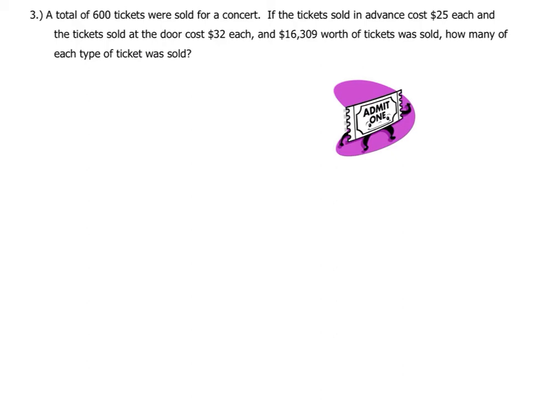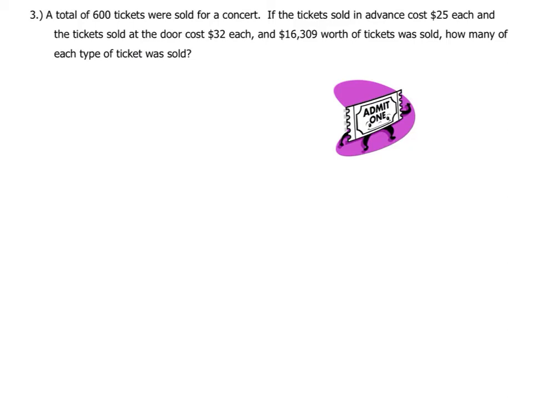This next one can get really confusing because you're trying to figure out what exactly it's asking. So it says a total of 600 tickets were sold for a concert. If the tickets sold in advance cost $25 each, and the tickets sold at the door cost $32 each, and $16,309 worth of tickets was sold, how many of each type of ticket was sold?